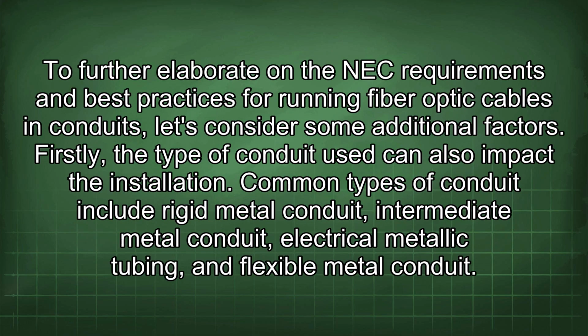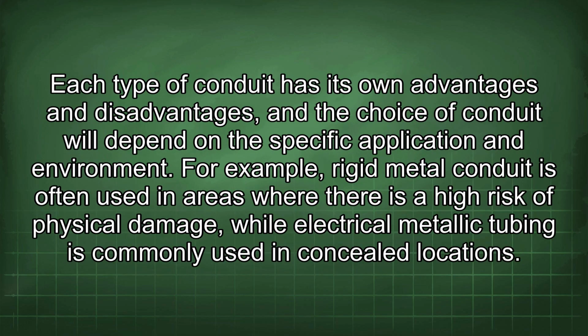To further elaborate on the NEC requirements and best practices for running fiber optic cables and conduits, let's consider some additional factors. Firstly, the type of conduit used can also impact the installation. Common types of conduit include rigid metal conduit, intermediate metal conduit, electrical metallic tubing, and flexible metal conduit. Each type of conduit has its own advantages and disadvantages, and the choice of conduit will depend on the specific application and environment. For example, rigid metal conduit is often used in areas where there is a high risk of physical damage, while electrical metallic tubing is commonly used in concealed locations.